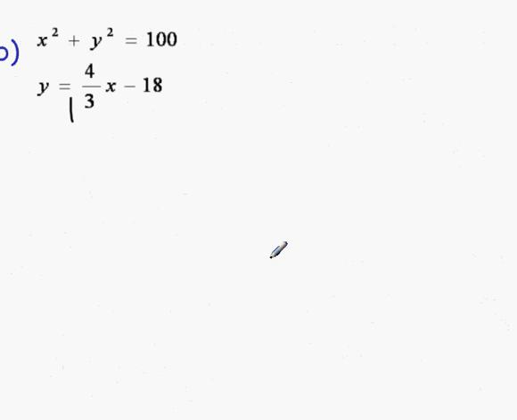Okay, for our second example, we have a circle as our first equation and a line as our second equation, and we already have our y value isolated. So when we substitute, we're going to substitute in 4/3x minus 18 into the circle equation.